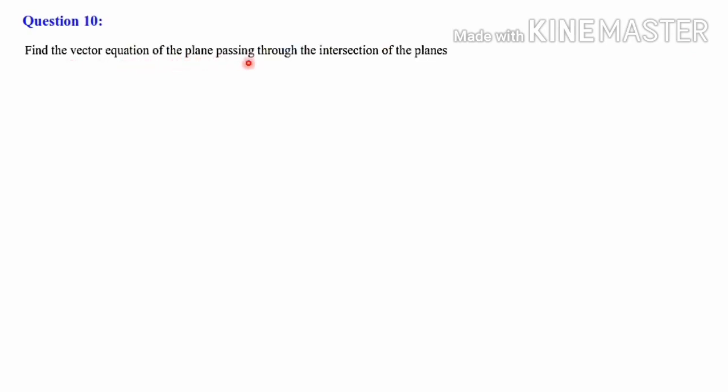Next we shall discuss question number 10. The question is: find the vector equation of the plane passing through the intersection of the planes vector r dot 2i cap plus 2j cap minus 3k cap is equal to 7, and vector r dot 2i cap plus 5j cap plus 3k cap is equal to 9, and through the point 2, 1, 3. Here two vector equations are given to us. In the previous question we had two Cartesian equations and a passing through point. Here two vector equations and a passing through point are given.